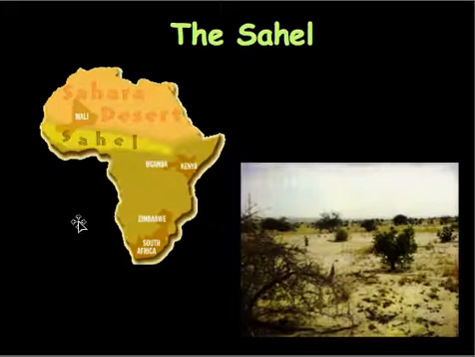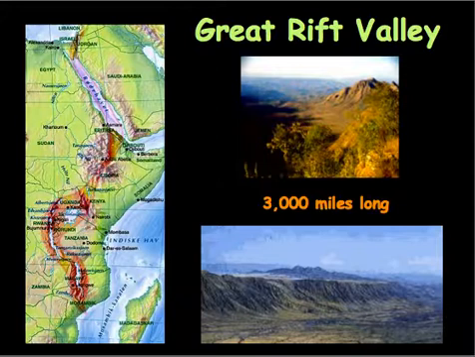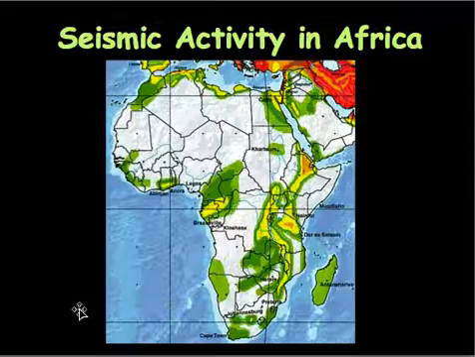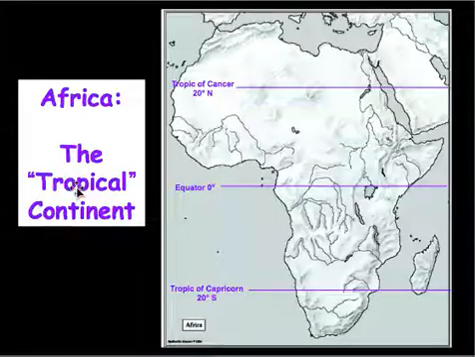Okay, there's another area. You've got the Sahel right here where the mouse is, and the Sahara Desert above it. Then you've got the major countries, again, South Africa, which we're going to focus on later, is down there. Here's your major valley right here, the Great Rift Valley. You can see the pictures here, 3,000 miles long. It stretches all the way down there. Seismic activity in Africa, hopefully you know that's earthquake-type stuff. You can see where there's the most seismic activity.